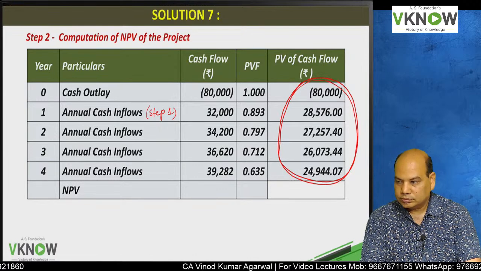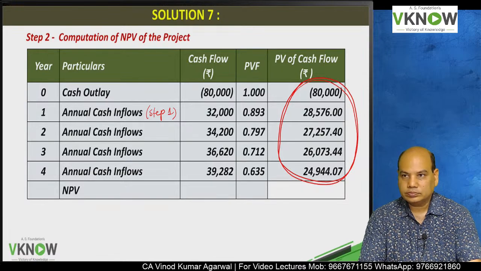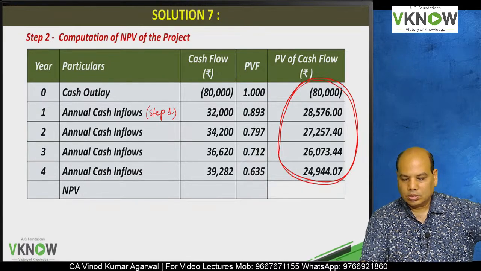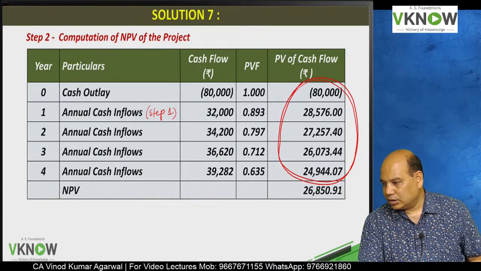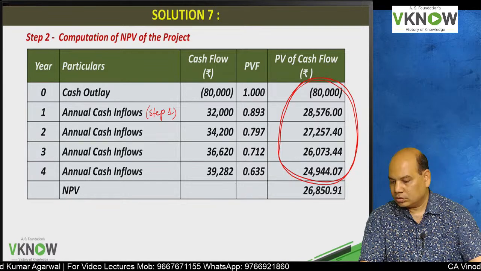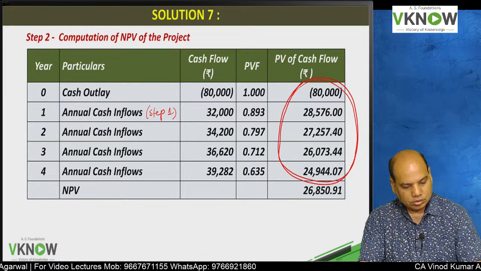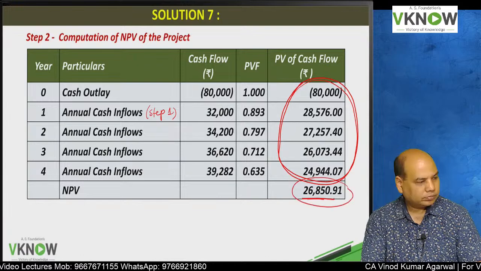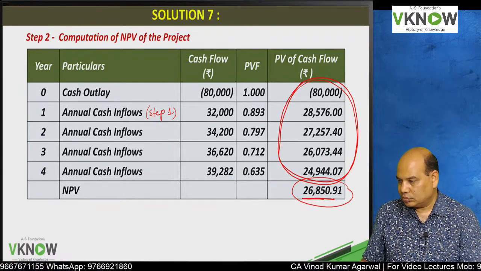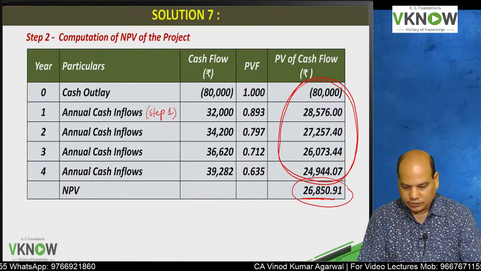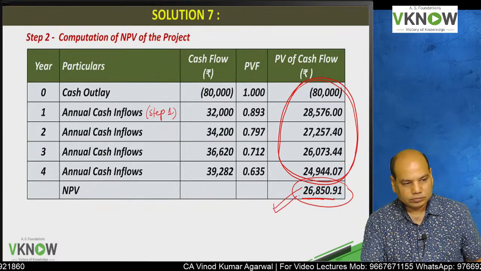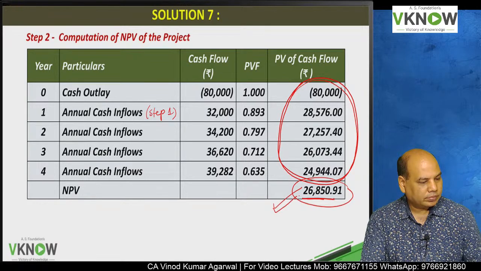I am waiting for your total. Please reply. What is the total? One student has replied. Your total is different from my total. 26,850. Just check your total again, please. Whose total is right? 26,850 is right. Is it positive or negative?